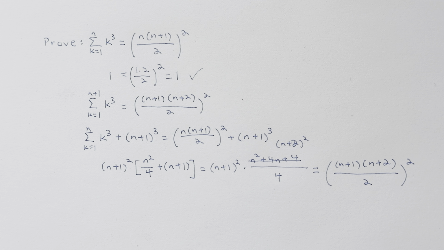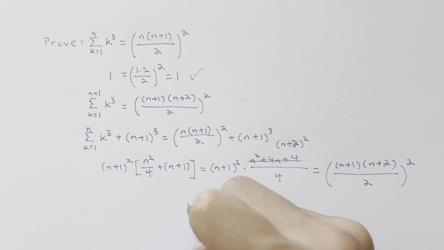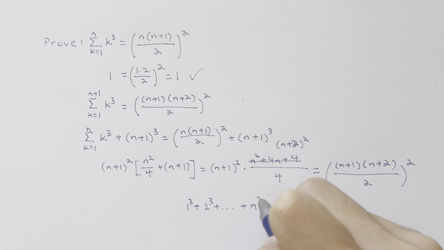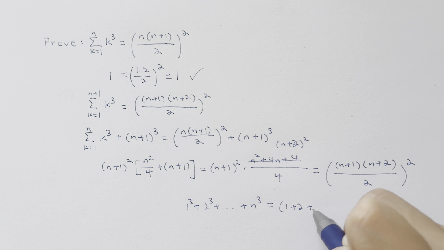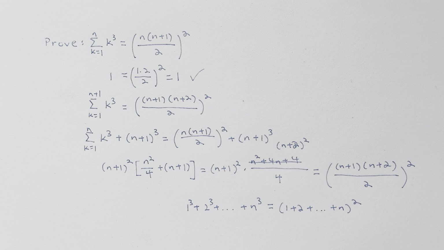So this will mean that since the induction is proved, you'll have the sum of cubes, 1 cubed plus 2 cubed all the way to plus n cubed, would equal 1 plus 2 plus all the way to plus n, squared. The sum of the cubes equals the square of the sum. And that is how you prove this problem.